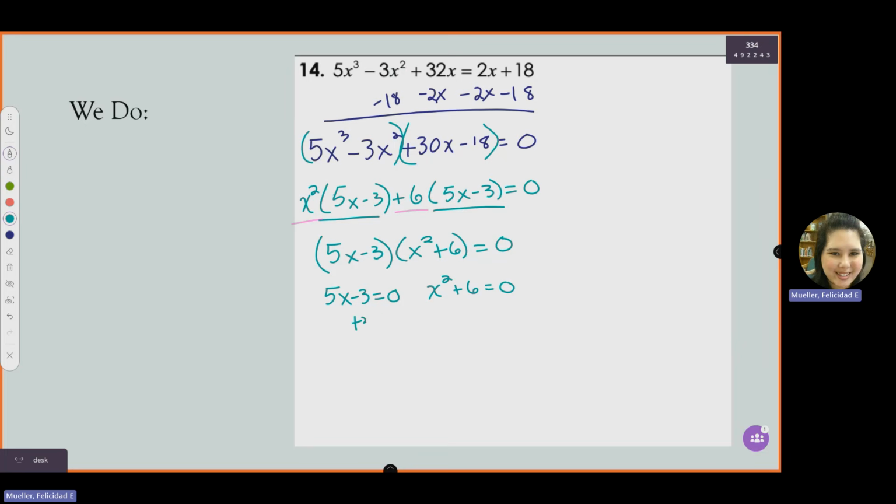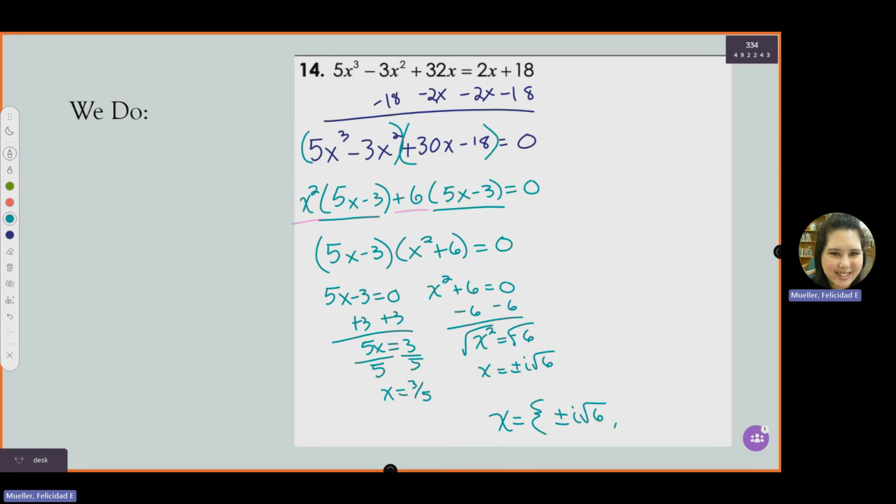Unsolved, so we're going to add 3 to both sides here. 5x equals 3. Divide by 5, and we get x equals 3/5. Over here, we're going to subtract 6, and then take the square root of both sides. And we're left with x equals plus or minus the square root of negative 6. The only thing I can do is pull out the negative. So our final answer is x is the set of plus or minus i square root of 6 and 3/5.